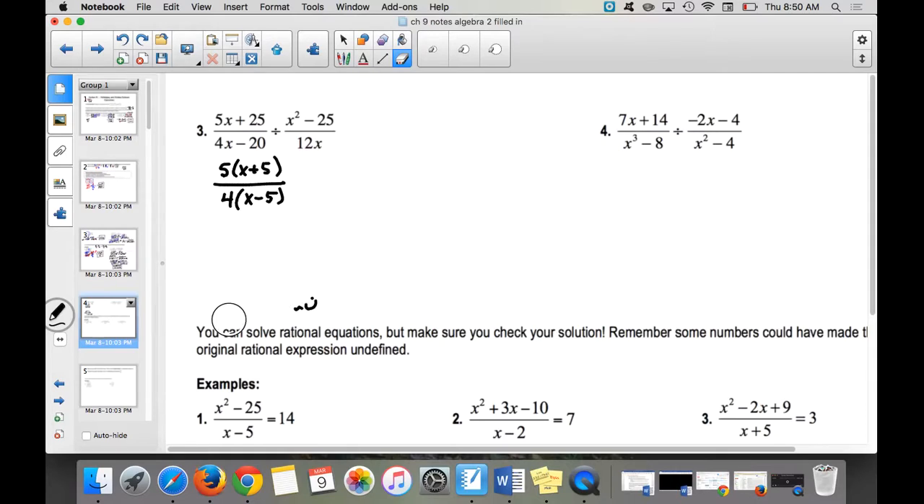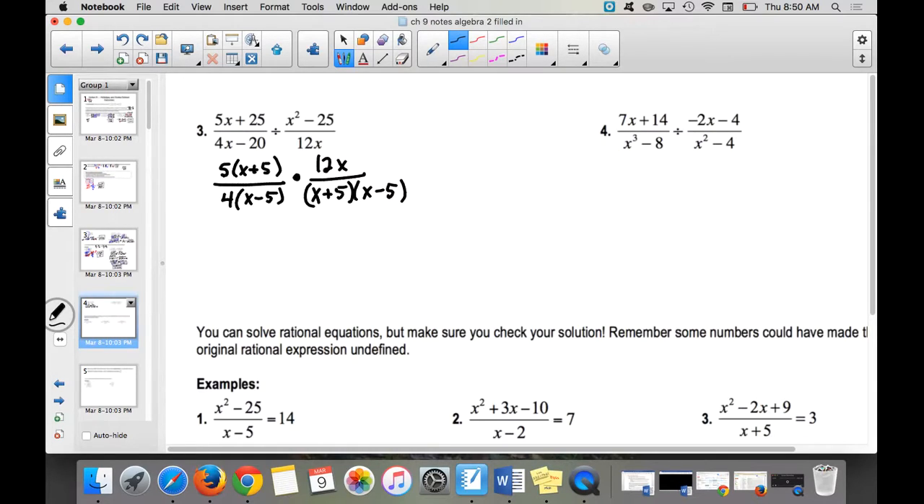All right, so then on the next part, it's divided by. So I'm going to do this step in 1. I'm going to flip it. So I'm going to have 12x on top, and then I'm going to factor the bottom. So I had x squared minus 25, which is going to be x plus 5 times x minus 5. Now I start reducing. So I have an x plus 5 and an x plus 5 that reduce. I have a 12 and a 4 that reduce to 3 and a 1.